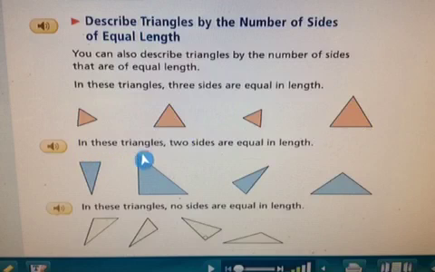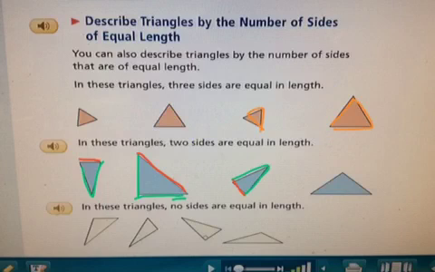Now, in these triangles, only 2 sides are equal length. So if we look at it, we can see that this side and this side are the same length, but this side is longer. Same thing on this one. This side and this side are equal lengths, but this side is shorter. So sometimes triangles only have 2 sides that have the same length, unlike these triangles where all 3 sides were the exact same length. And we'll show you on this one too. This side and this side are the same length, but this side is different.